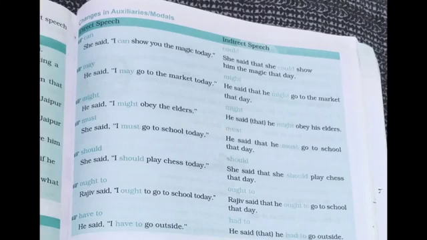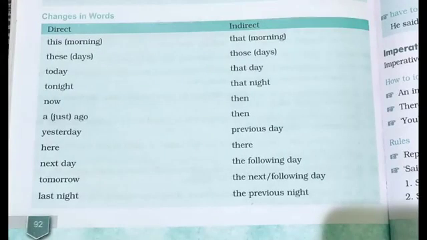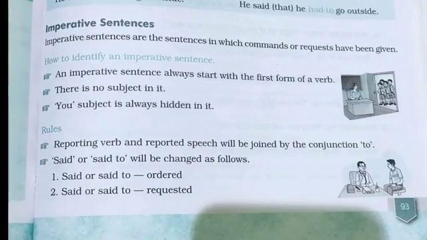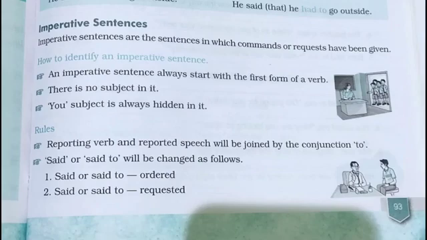So till this time, you have to do page number 91, the rules of assertive and interrogative sentences, and page number 92, changes in words. These two things you have to note down in your fair notebook, and the rest of the chapter we will cover in the next part of the video. Till that time, complete all your work and we will meet again with the next part of the video.